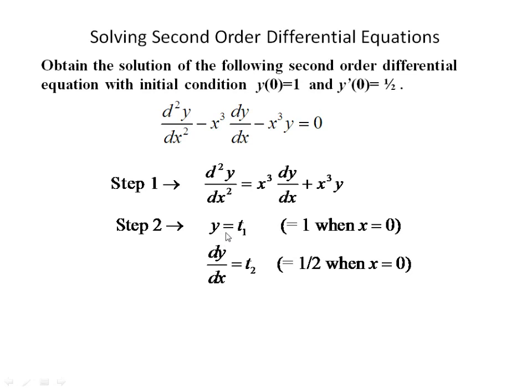So if we put y is equal to t1, then dy by dx will be t1 prime, that is equal to t2, and similarly d2y by dx square is equal to t2 prime equal to x cube into dy by dx, that is t2, plus x cube into y, that is t1. So in this way we can convert this second order differential equation into two first order linear differential equations. Now let's go on to the console.